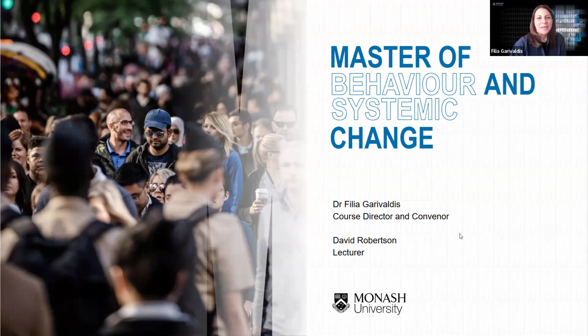So David and I will be running through this short presentation with you today to introduce you to the Master of Behaviour and Systemic Change. We'll begin with a brief summary of the context within which the course is situated. And then we'll discuss the course in detail, including what you would learn, when, how you will learn, and what tools and methods you can take away to apply to your work and to your career to create behaviour and systemic change.